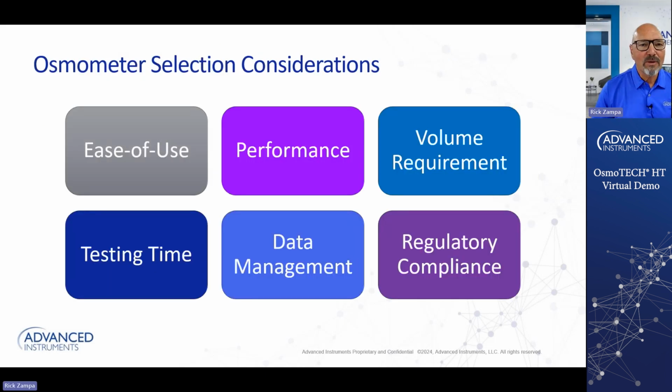When selecting a new osmometer for your lab, these are some of the features that you may consider, in no particular order. Obviously, we want to make sure the testing process is simple, and the instrument is accurate and reliable. How much volume does it need to run a sample? Do you need a small sample volume of, say, 20 microliters, or can you have a larger sample volume for your particular process? How long does the test take to run? It's very important. How do we record the data we generate in the instrument?